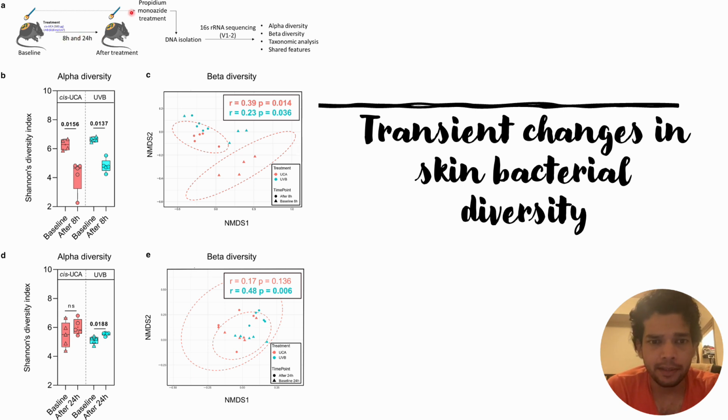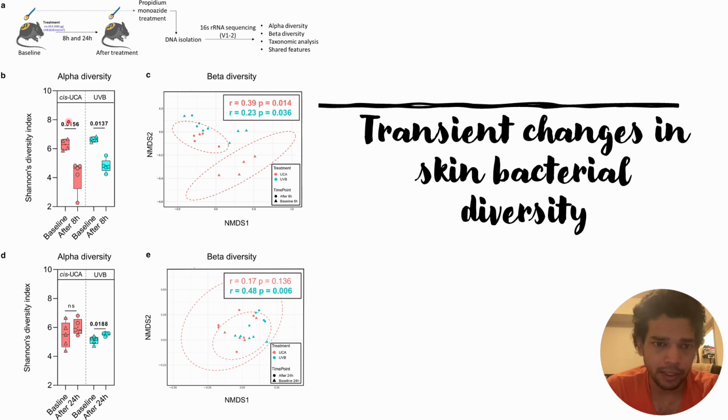So once they collected their samples, they did a monoazide treatment to get rid of the noise, we can say that. After that they did the DNA isolation and 16S rRNA sequencing, and thereafter they analyzed alpha diversity, beta diversity, taxonomic analysis, and shared features in order to find out what changes occur in the skin bacteria because of cis-UCA or UVB.